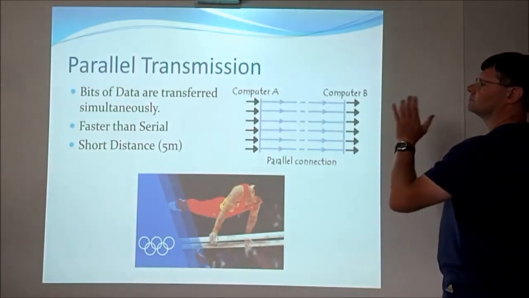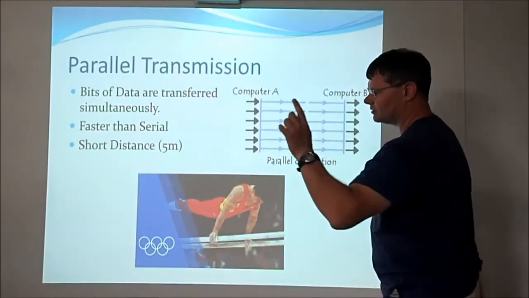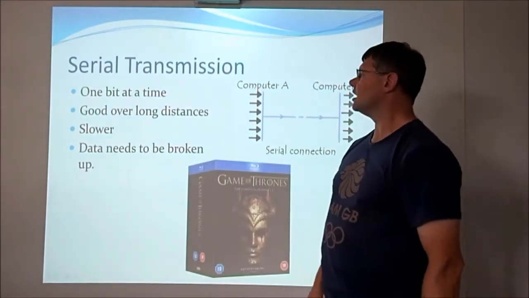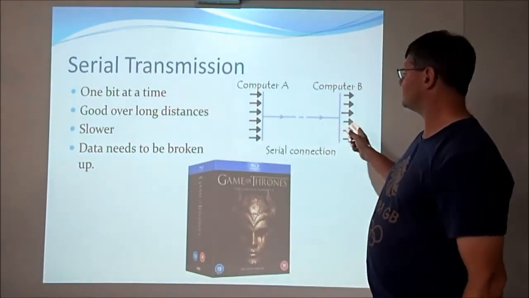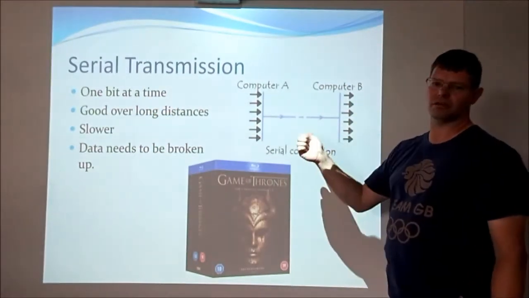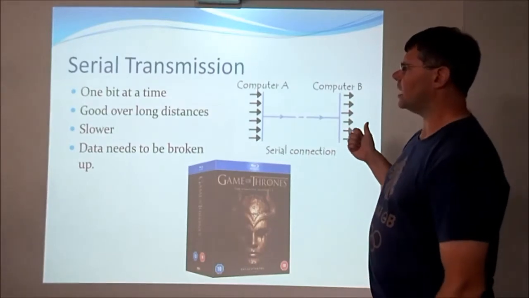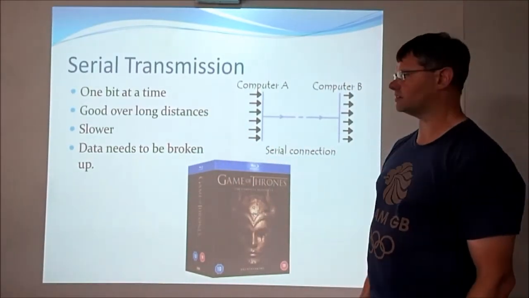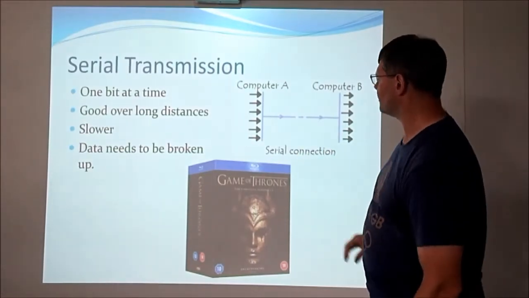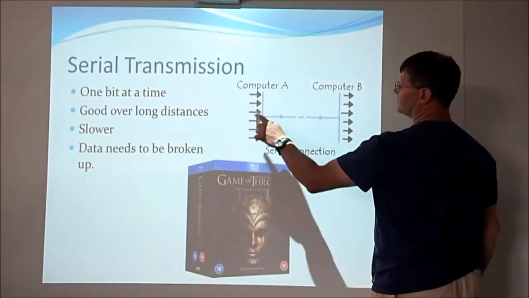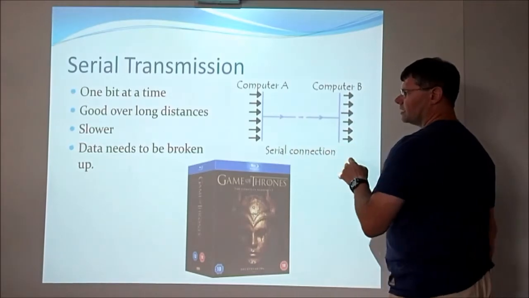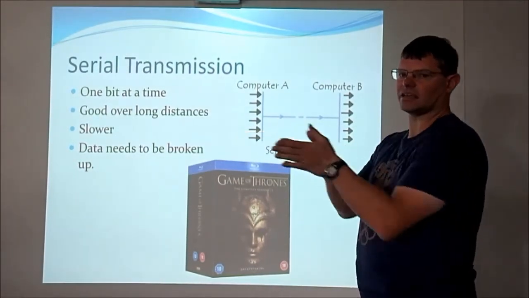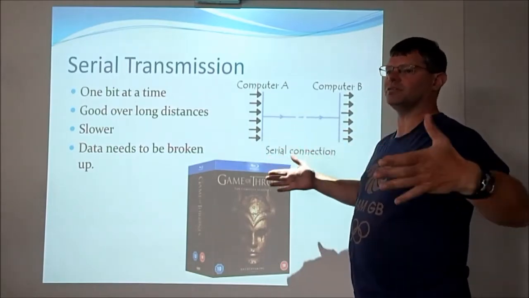So, we've said it's faster than serial, so let's talk about serial. Serial transmission. So this time it can only do one bit at a time. It can only send it down one wire at a time. And this is much better over long distances. So you can have much longer cables than 5 meters to do this. But it's a lot slower, because before we had all of these lanes working at the same time. Now you've just got one lane working at once. So you're going to get less traffic down that one lane than you would if you were going on an 8-lane motorway.